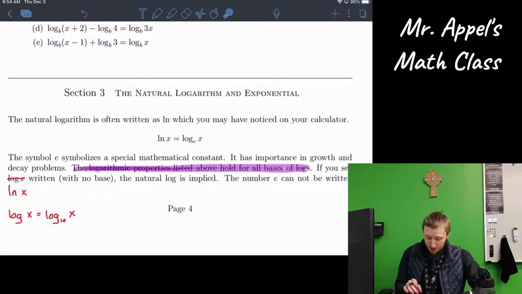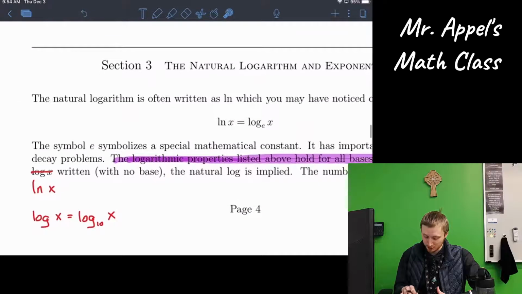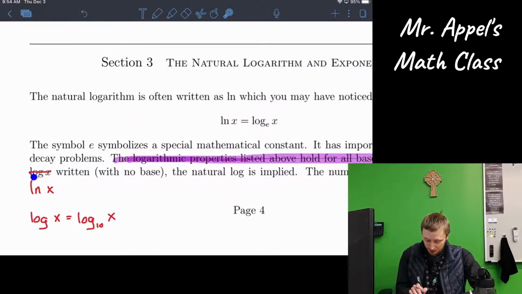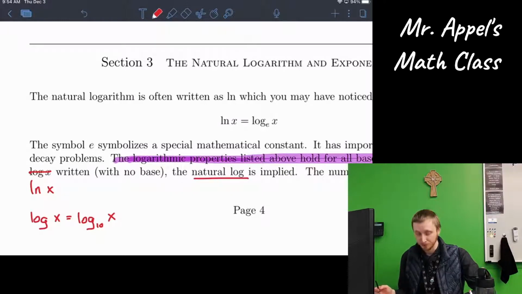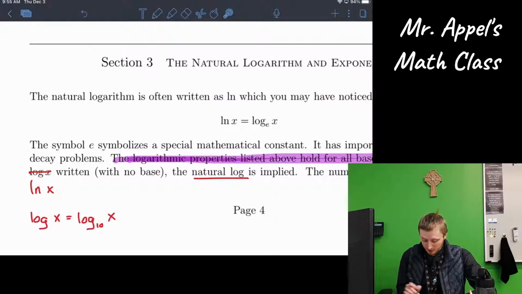However, there's a mistake here with the packet, please cross out log x there and put ln x. If you see ln x written with no base, the natural log is implied. Okay? If you see log x with no base, it actually implies base 10. That would be the common log.